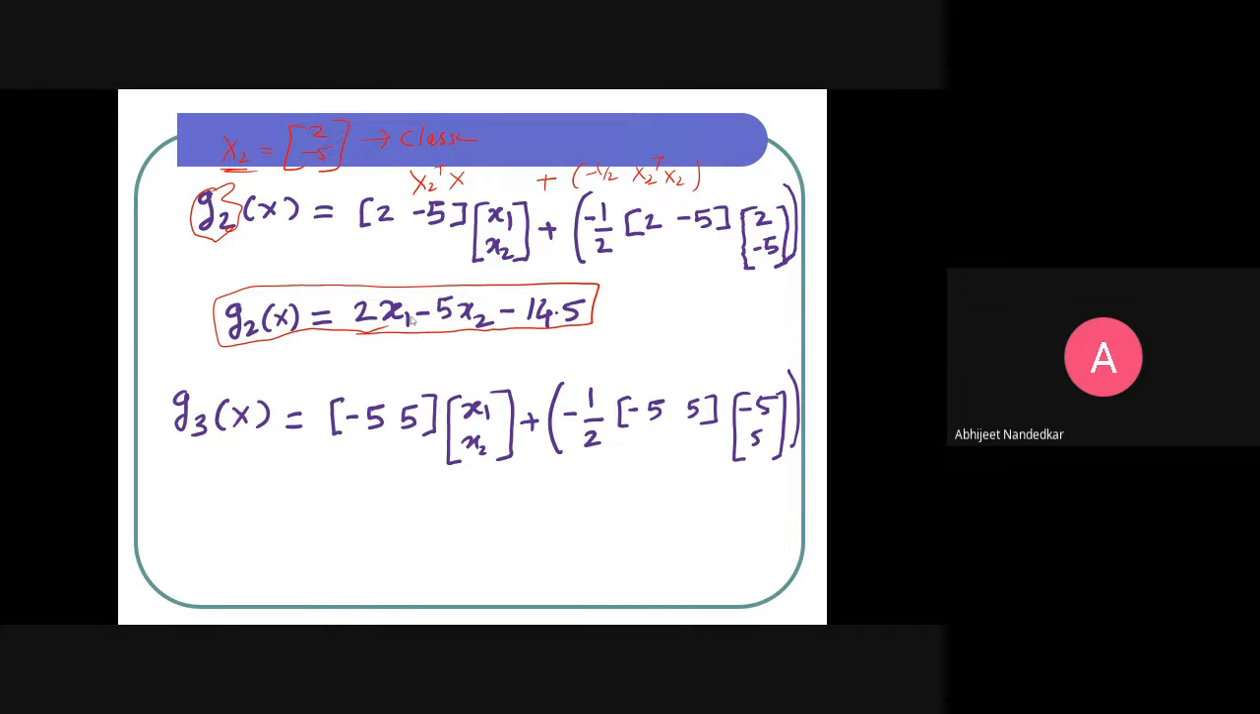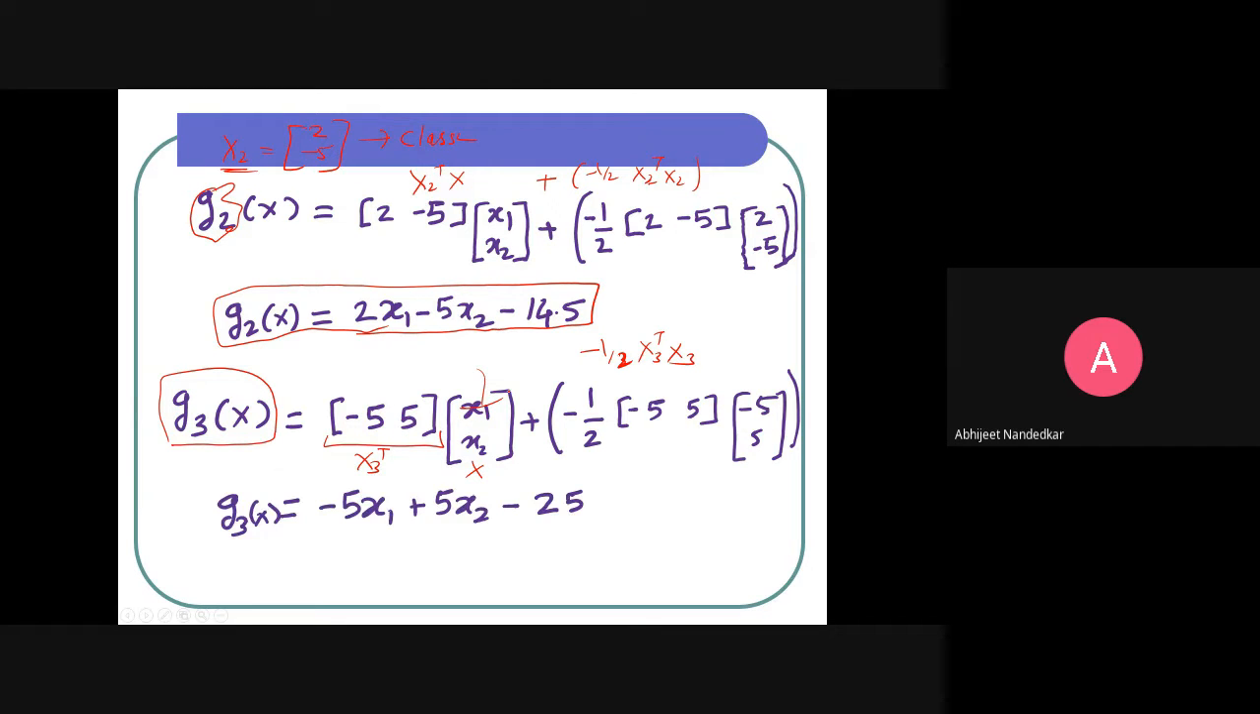Then we go for the third discriminant function. I am going to use x3 transpose x and minus half x3 transpose x3. So x3 here is (-5, 5). Just multiply this and you will get minus 5x1 plus 5x2 minus 25.